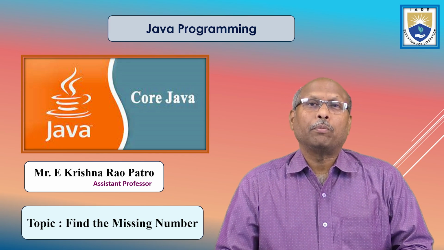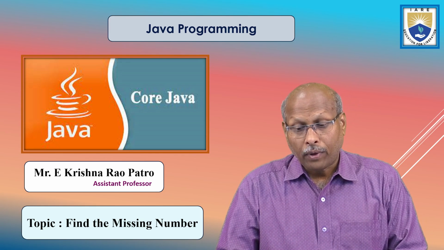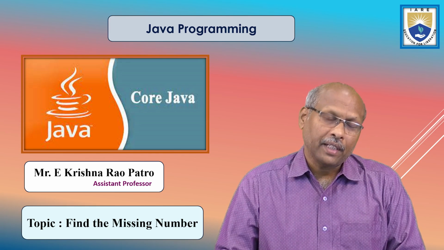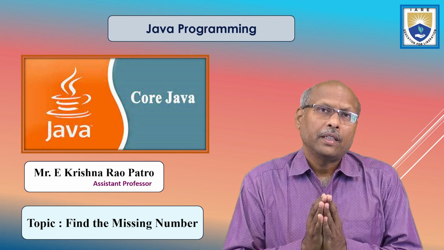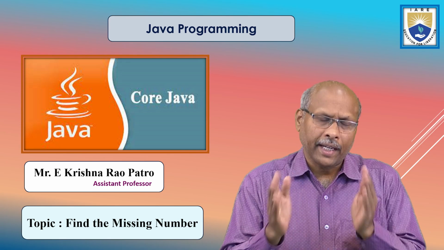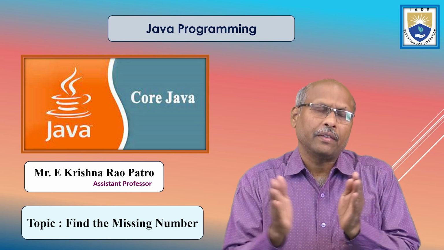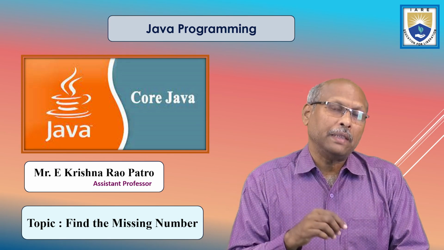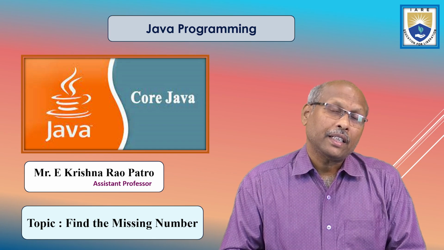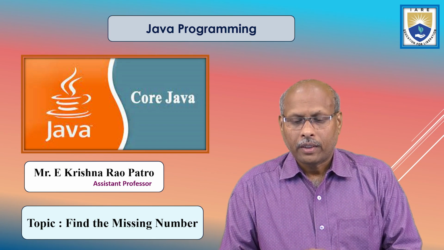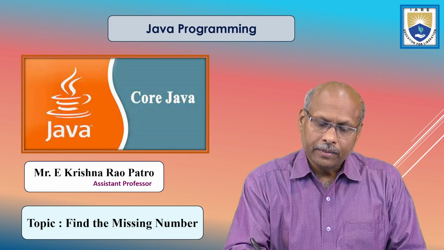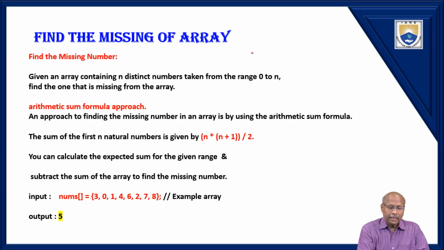Now we'll discuss one important topic: how to find the missing number from the given array. The array may have a set of numbers from beginning to end, that means a sequential number set, but one of the numbers is missing. Then how do we find it out? Now we'll write a program using Java to find the missing number of an array.